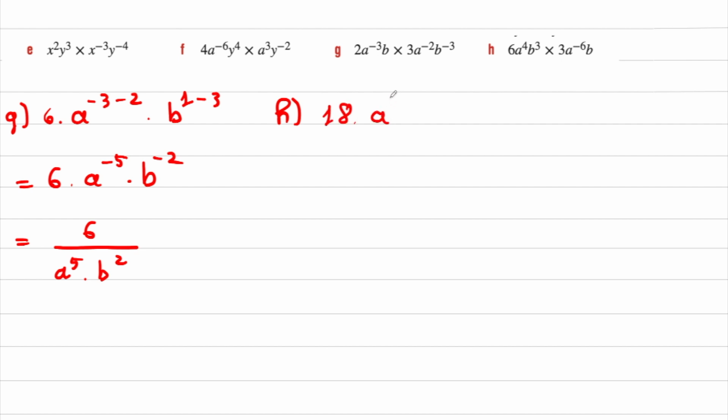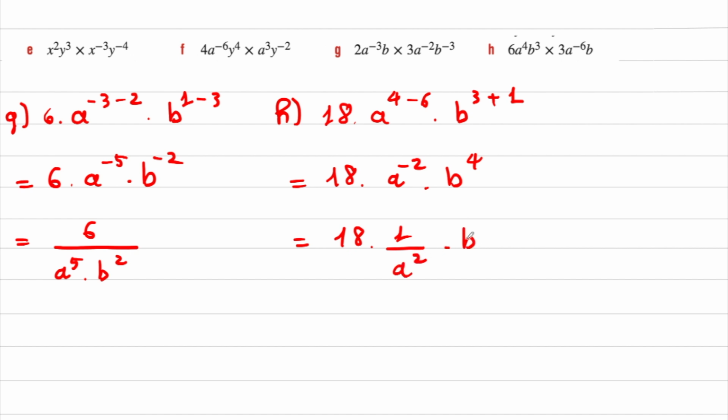Question H, you got 6 times 3 for constant number. You got a to the power of 4 minus 6, and for b, you got 3 plus 1, and then 18 here. A to the power of minus 2 and b to the power of 4. And for 18, you got 1 over a squared and b to the power of 4 here. 18 times b to the power of 4 divided by a squared.